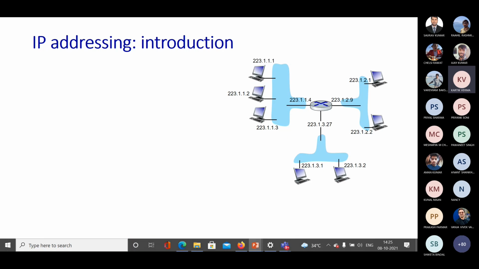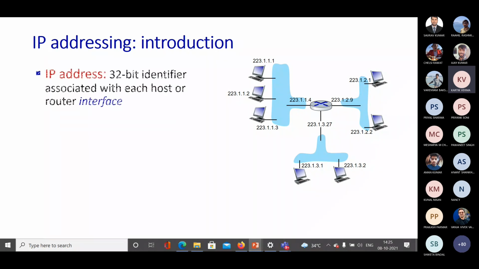Okay, so we are going to start with IP addressing. So what is an IP address? These values given in this diagram, 223.1.1.1, 1.2, 1.3, etc. You all are aware of these values. You have seen them thousands of times. We all know that these are known as IP addresses.